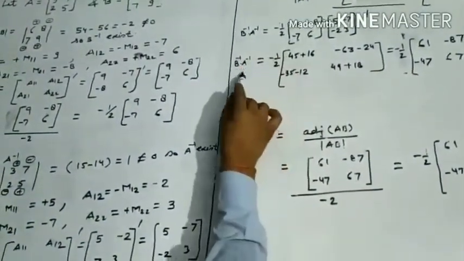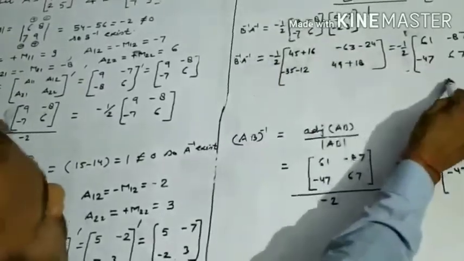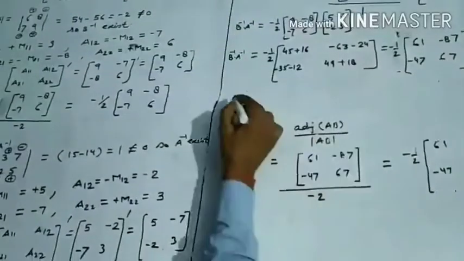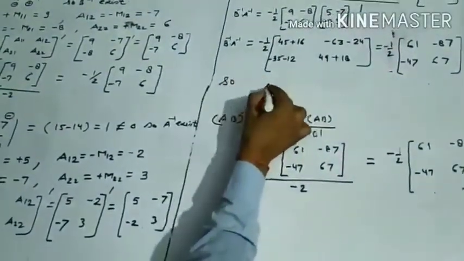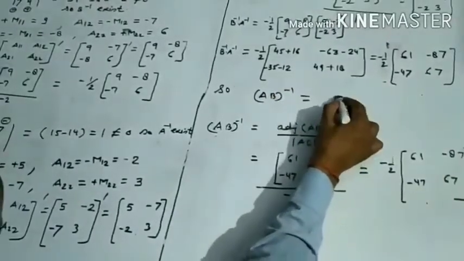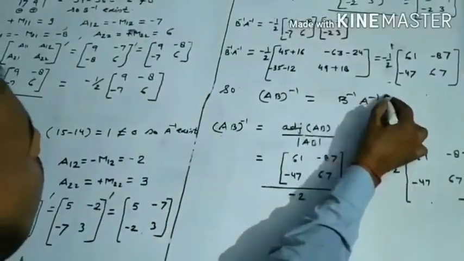Now here you have to see this is B inverse, A inverse is this, and here AB whole inverse is also the same result. So AB whole inverse is equal to B inverse into A inverse. This is verified.